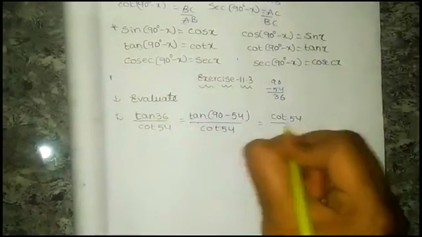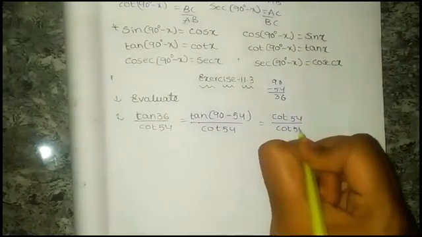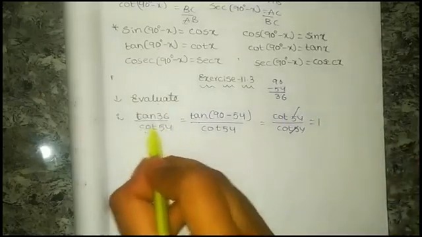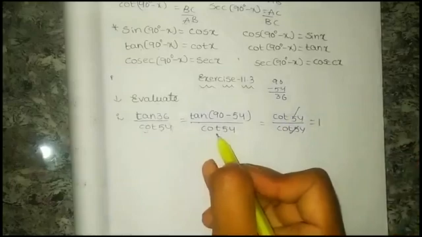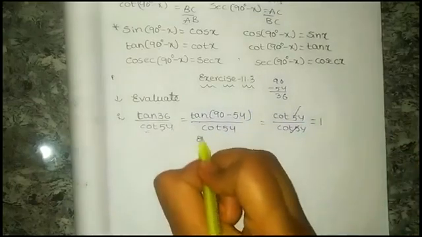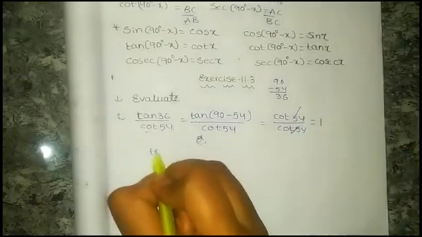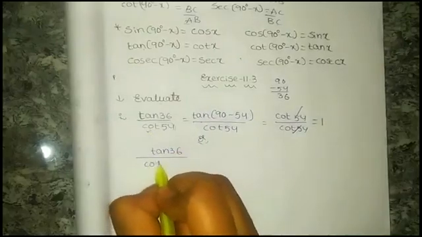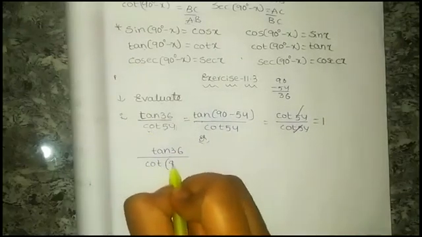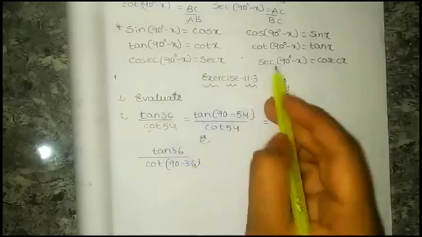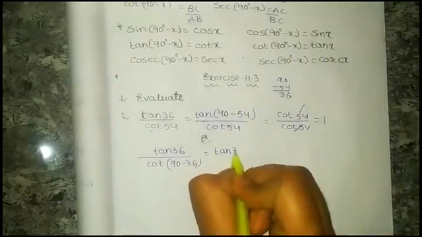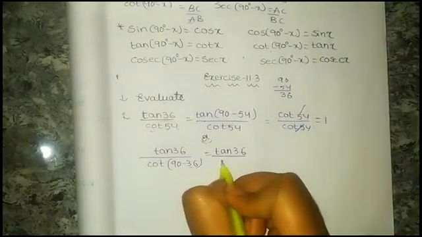Or we can express the cot in tan values so that we also get the same answer. Let us see. Tan 36 by cot, I can write this cot as 90 minus 36. Cot 90 minus 36 is tan x. Here x is 36. So tan 36. In any way, we get the same answer.